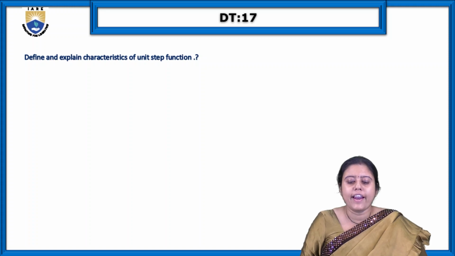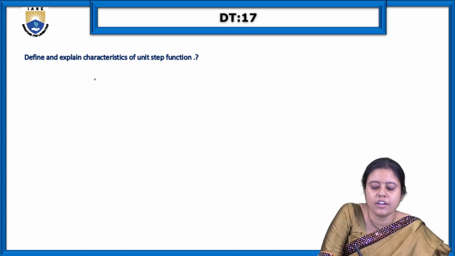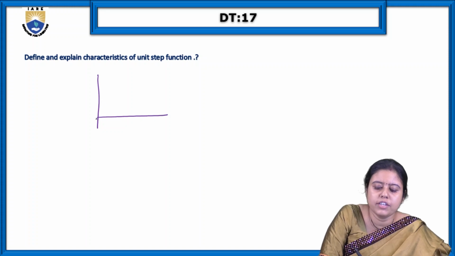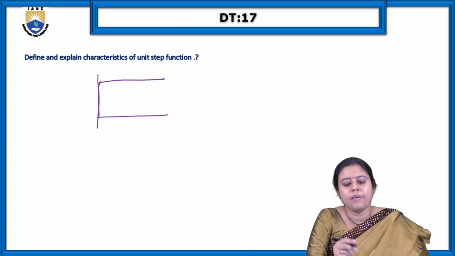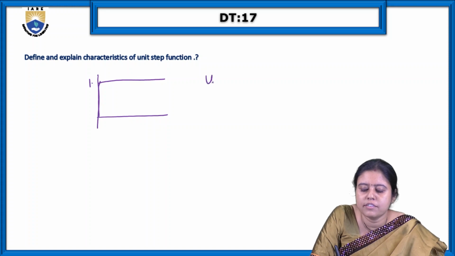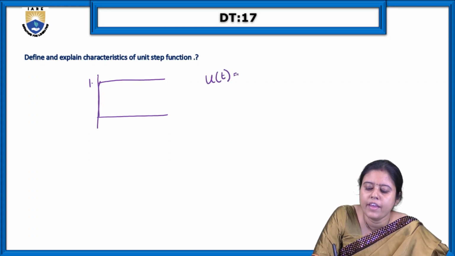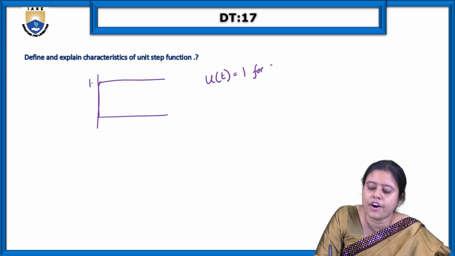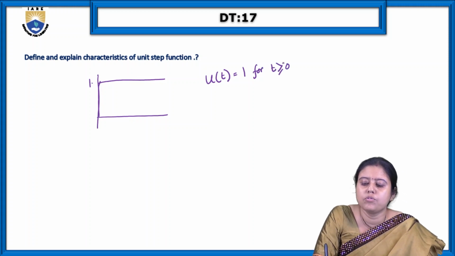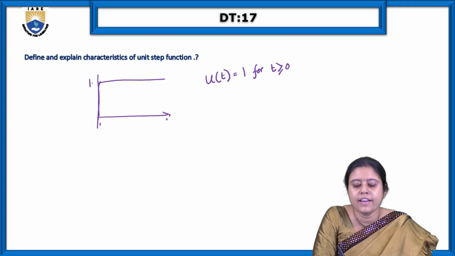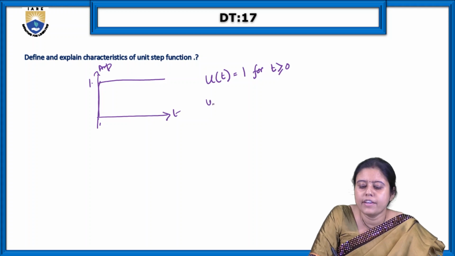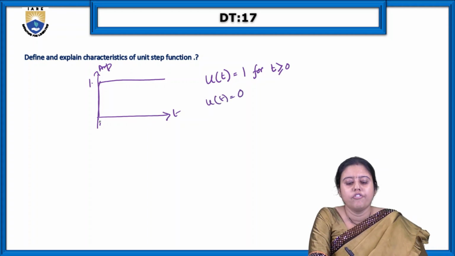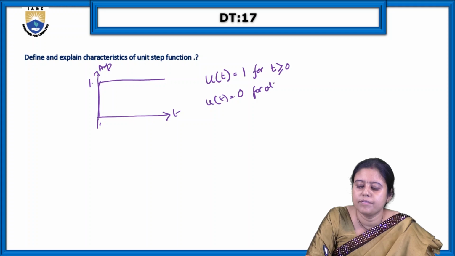Explain the characteristics of the unit step function. What is the unit step function? The unit step function means like a DC, it is a unit step, the magnitude is 1 for t greater than or equal to 0. We write the unit step function as u(t). u(t) is equal to 1 for t greater than or equal to 0, this is the amplitude, but u(t) is equal to 0 for others.